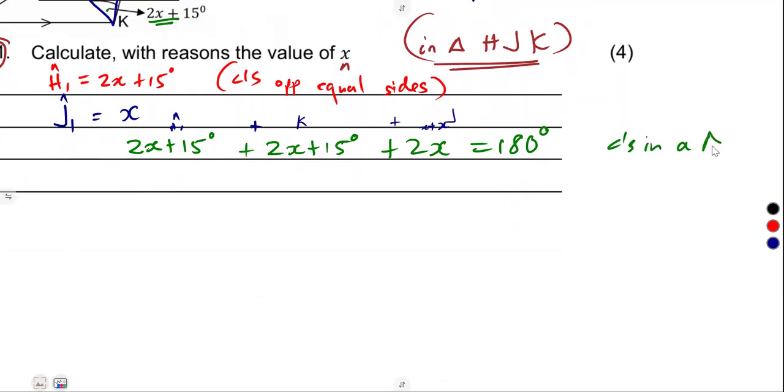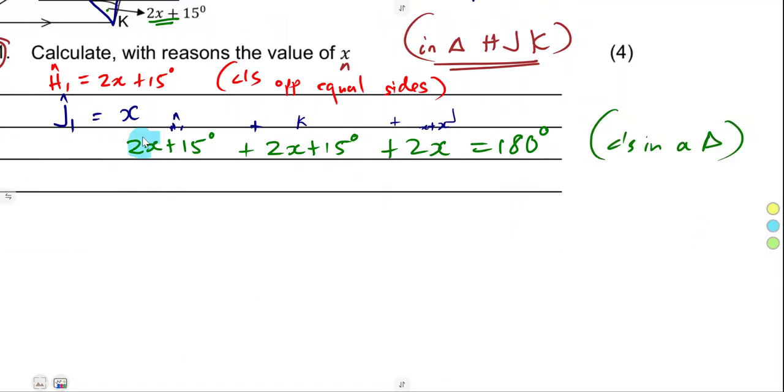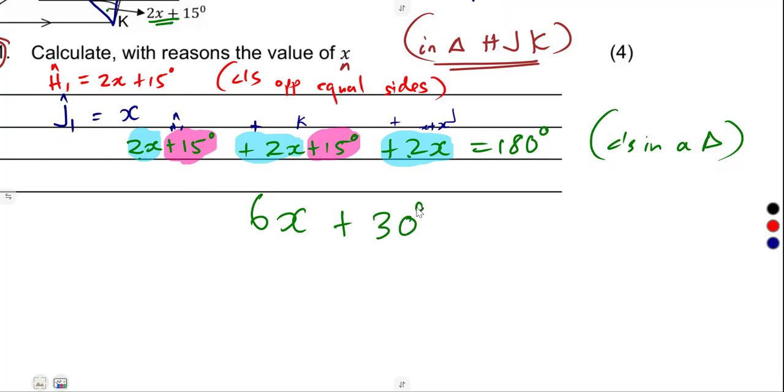Angles in a triangle. So with this equation, we can solve for x, collecting the like terms. There is 2x, add to another 2x, add to another 2x. Those are the like terms. Combine them together. So 2 plus 2 plus 2, that's 6. So 6x. The other part of our like terms is the constants, the 15 add to another 15. So 15 plus 15 is going to be 30, which is equal to 180 degrees. So you can solve for x from there.